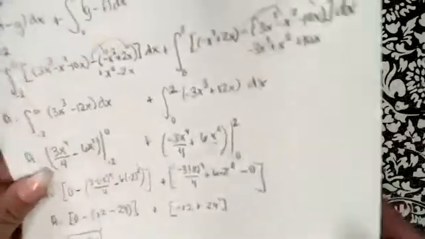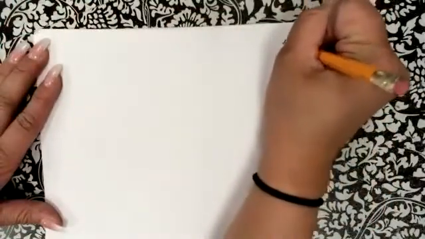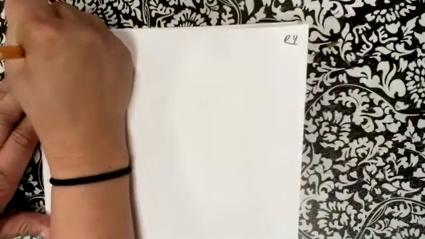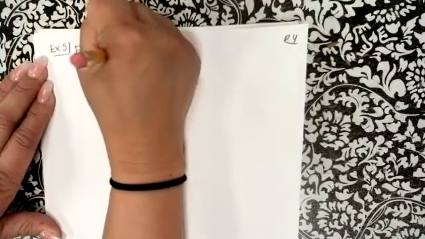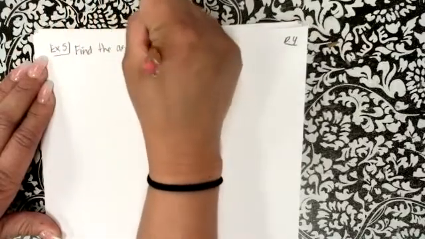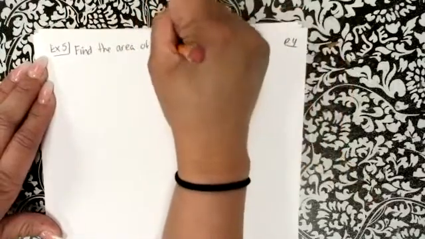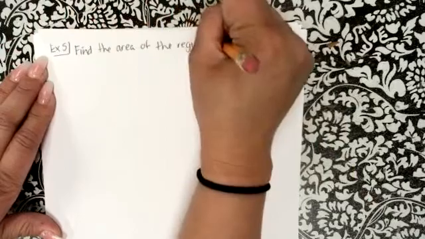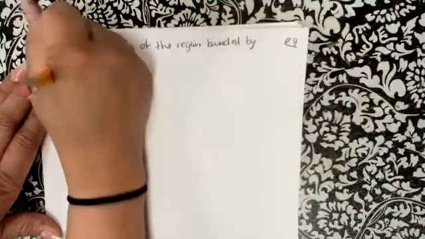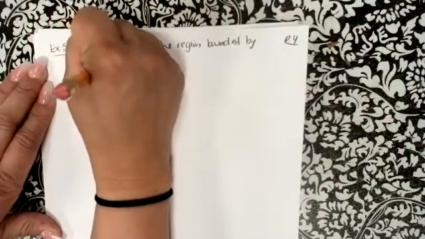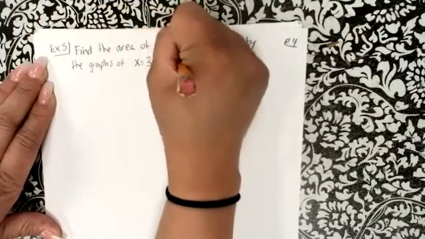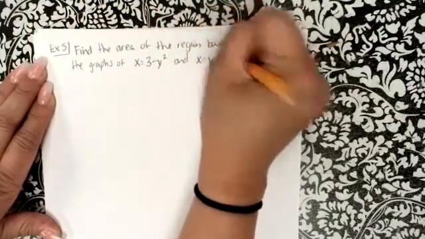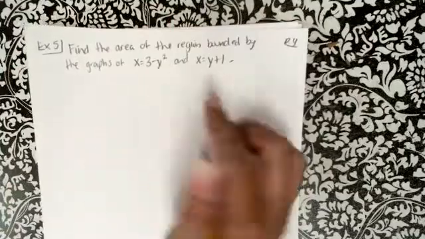Now, this whole time we've been doing dx problems when the area is bounded by the x-axis. Let's go ahead and do one where the area is bounded by the y-axis. And when that happens, everything needs to be in terms of y. Your upper and your lower have to be in terms of y. So we're going to find the area of the region bounded by the graphs of x equals 3 minus y squared and x equals y plus 1. Right there, that's just a hint to myself that this is a dy problem.